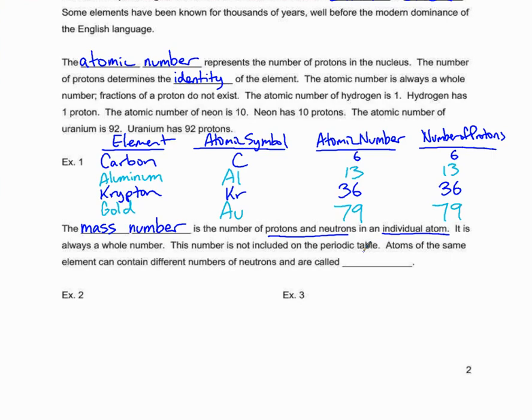For instance, carbon. Some carbons have a mass number of 12, some have a mass number of 13, some have a mass number of 14. So mass number is not included. Atoms of the same element can contain different numbers of neutrons, and these are called isotopes.